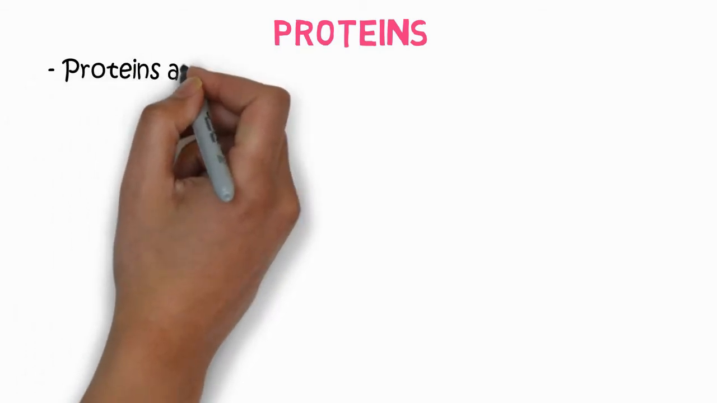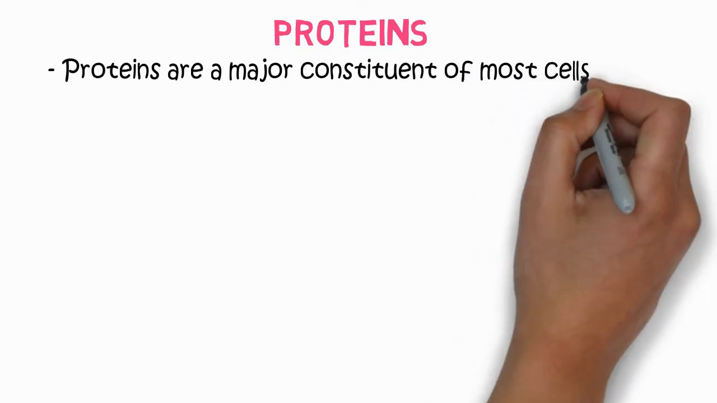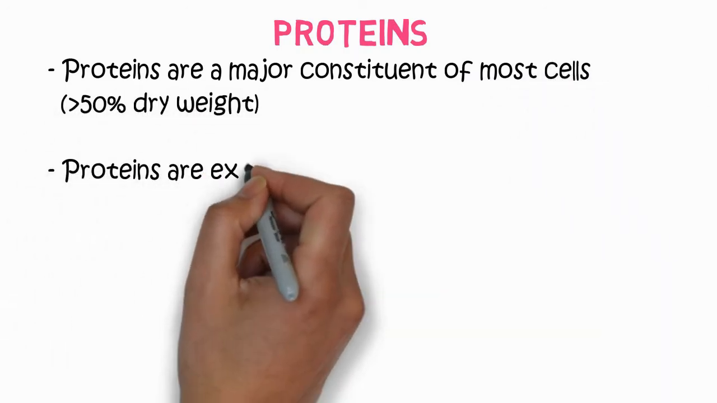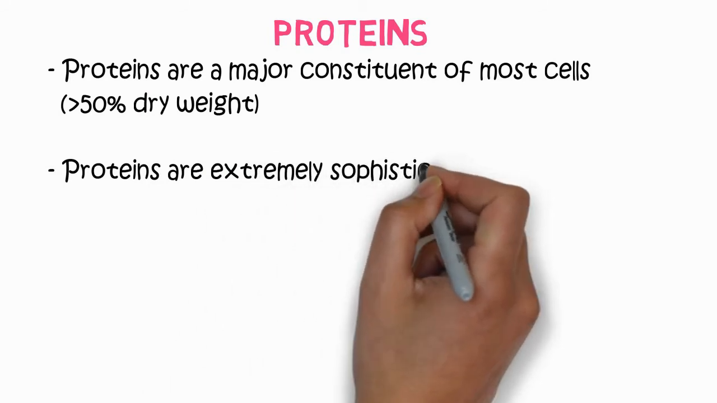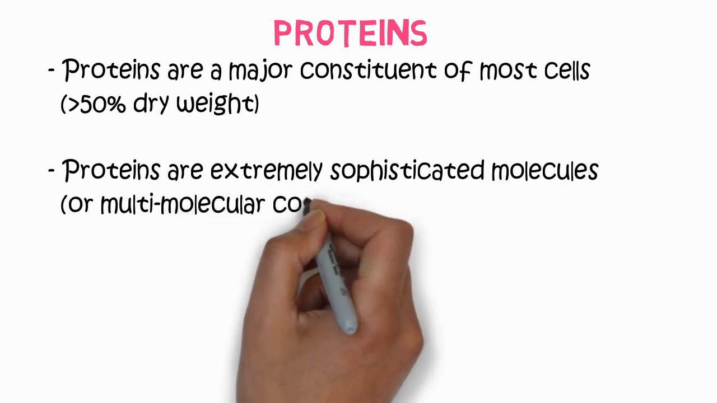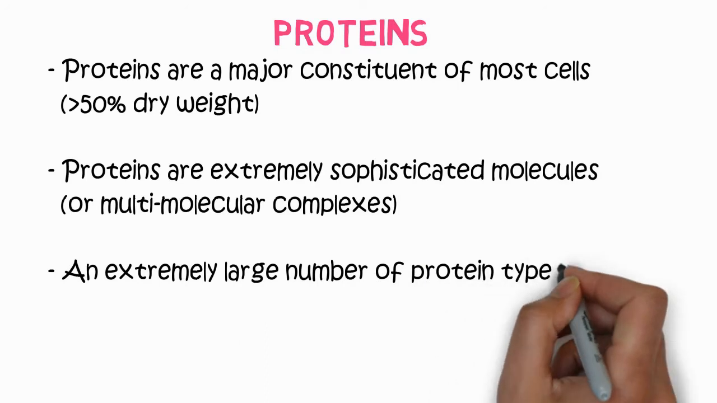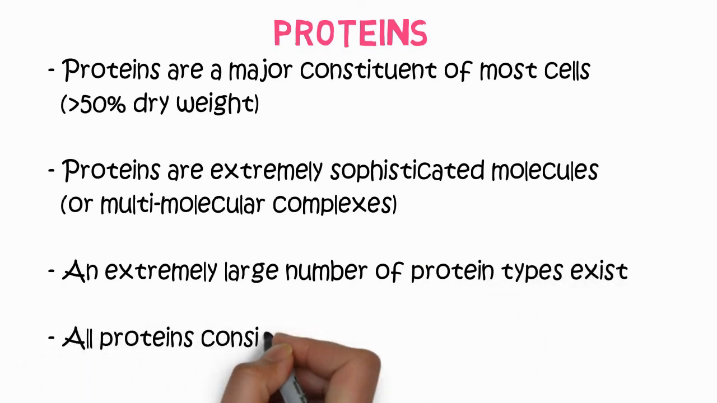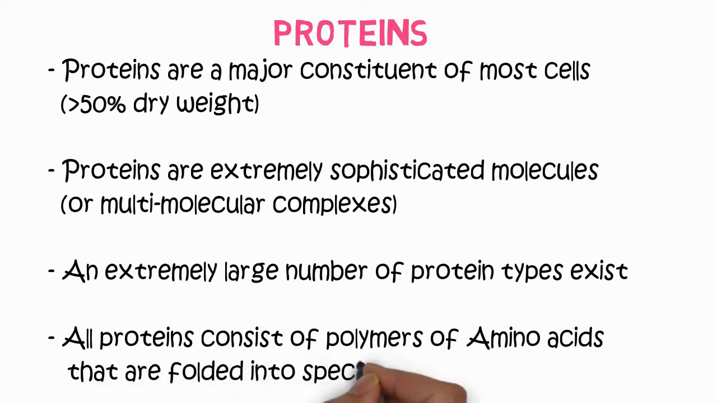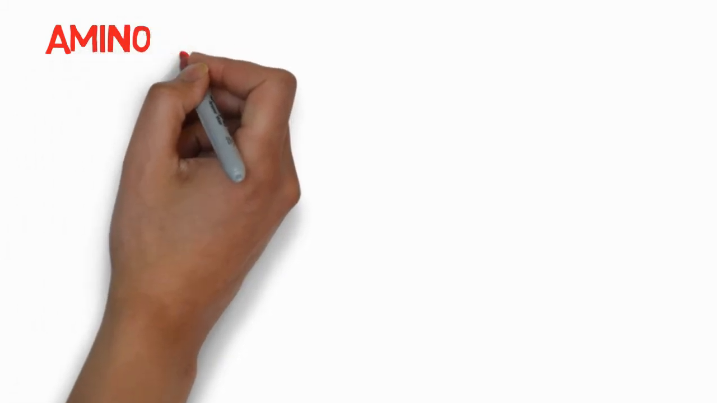First, proteins. Proteins are a major constituent of most of the cells, more than 50% of the dry weight. Proteins are extremely sophisticated molecules or multi-molecular complexes. An extremely large number of protein types exist in nature. All proteins consist of polymers of amino acids that are folded into specific conformations.